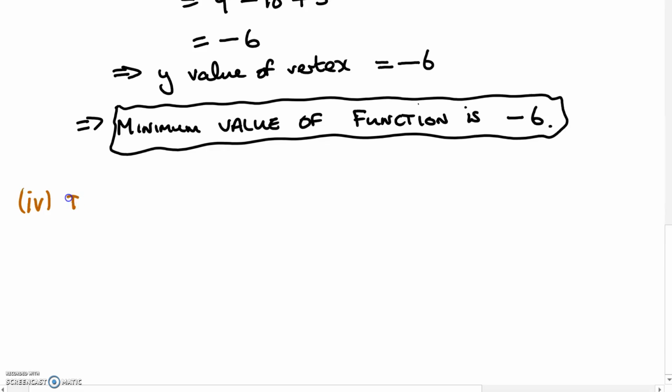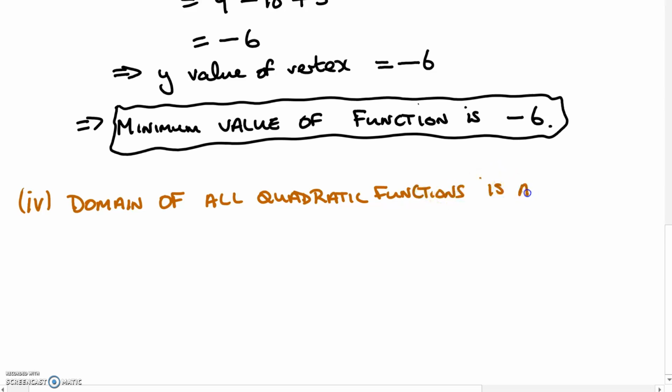Okay, so the first thing was domain. Well, the domain of all polynomial functions, and therefore all quadratic functions, including this one, is all real numbers. Now, the domain is given by the x's, so what we say is x is an element of the real numbers. Okay, so what do these symbols mean?